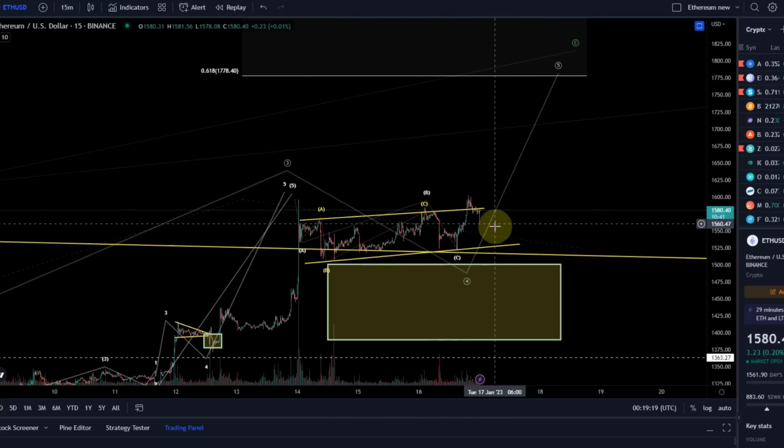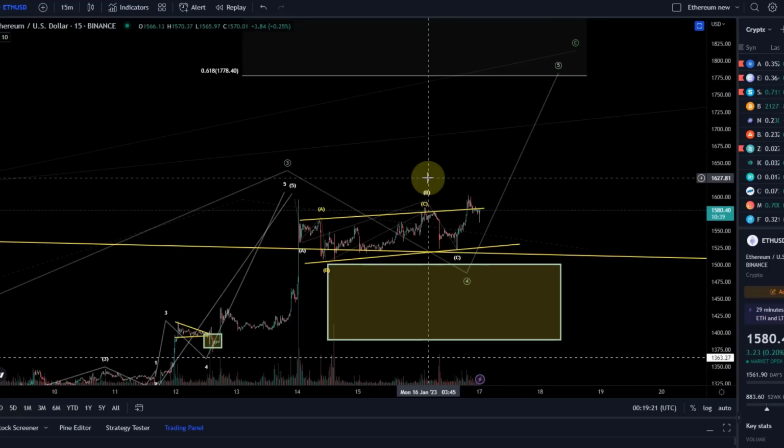Again, I mentioned to you what we need to see now and what the target for the bulls needs to be.